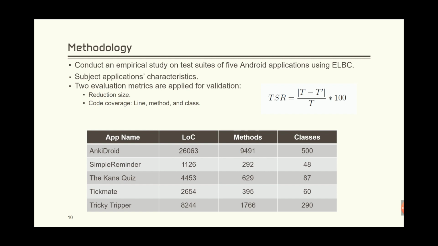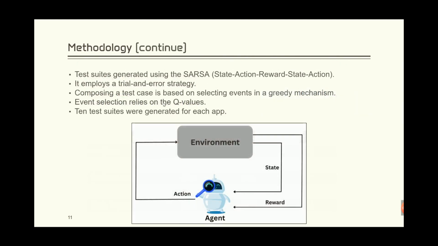In our study also, we used line, method, and class as the utilized coverage metrics. We also used JaCoCo, which is an open source tool, to obtain the code coverage. Let's talk about the generated test suite that was used in this study.